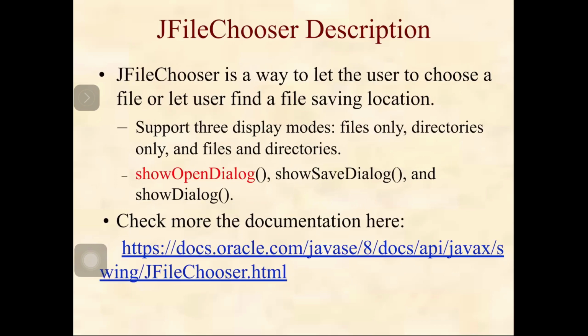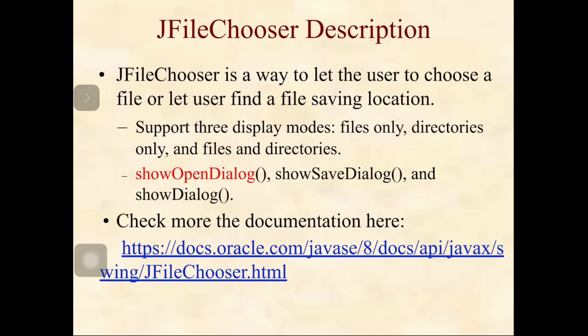JFileChooser is a quick and easy approach to prompt the user to choose a file or let the user find a file saving location. File choosers support 3 display modes: files only, directories only, and files and directories. Additionally, file choosers support both single and multiple selection.